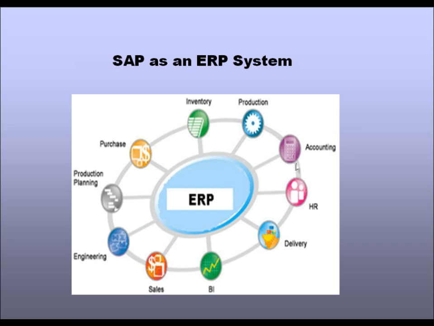Now, SAP as ERP. So where does SAP fit in the ERP system? We will have another slide. If you look at it, this is my ERP wheel, and for each of the folks I've got different departments. Let's say you take any industry or any organization, you will have all these departments like inventory department, production department, accounting, human resources, delivery, that is what you call distribution, business intelligence, reporting, sales, engineering, and so on and so forth.